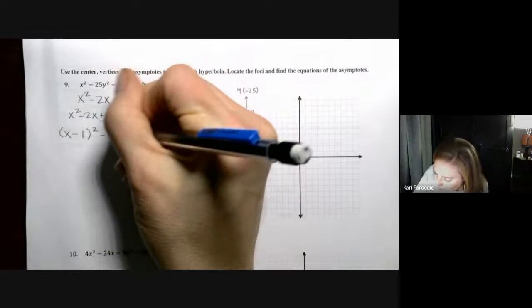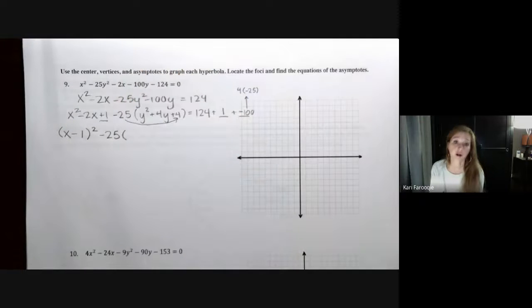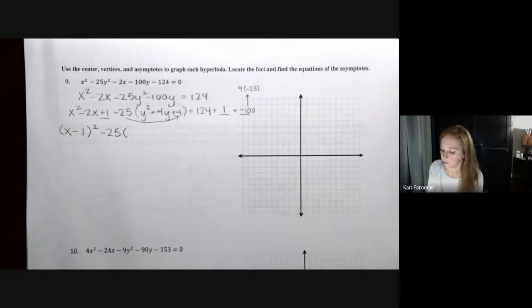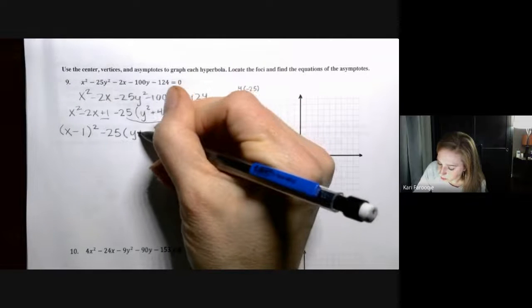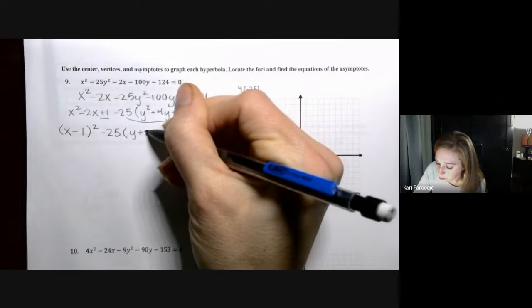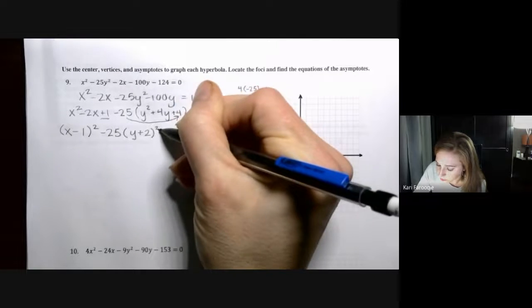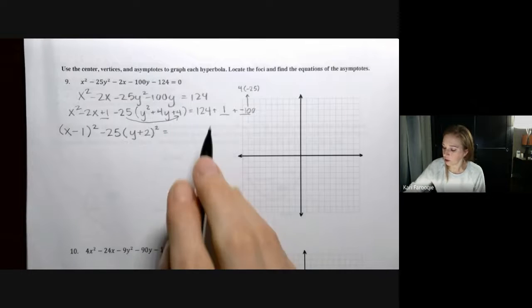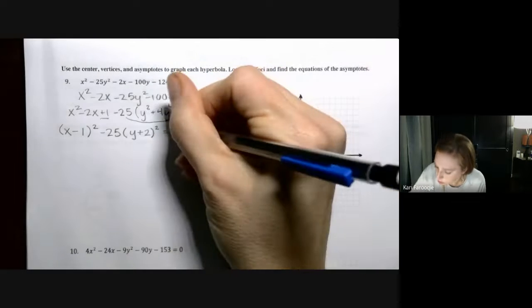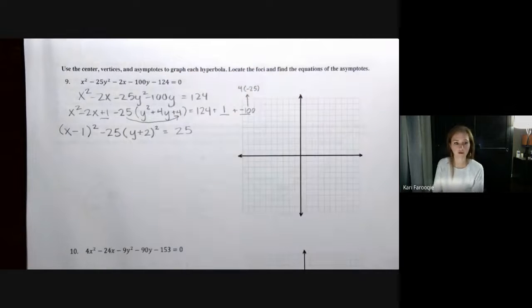In the next term, you have minus 25, and then we're going to complete the square inside the parentheses. Keep the variable to the first power, keep the sign that comes behind it, and then take half of the middle term's coefficient and square the quantity. Y plus 2 times y plus 2 is indeed y squared plus 4y plus 4. On the right-hand side, you have 125 minus 100 is just 25.